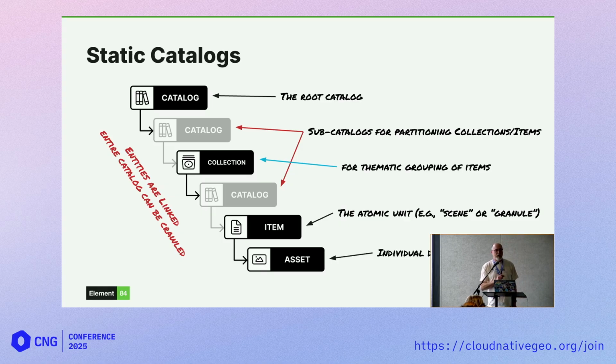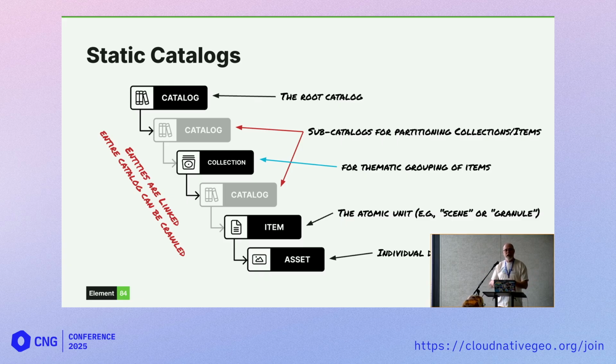I think there's an important distinction to make between static catalogs and what we call dynamic catalogs, because I get this question a lot where people are confused about this difference. So here we're looking at a static catalog. What we mean by a static catalog is these are static files on disk or on blob storage. You have a catalog, which is a JSON file. This is the root catalog, and it contains links potentially to other, what we call subcatalogs. Any other catalog within this structure we call a subcatalog. And that's for partitioning collections and items in different ways.